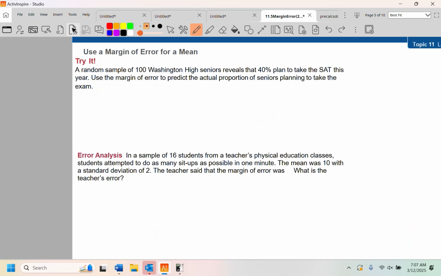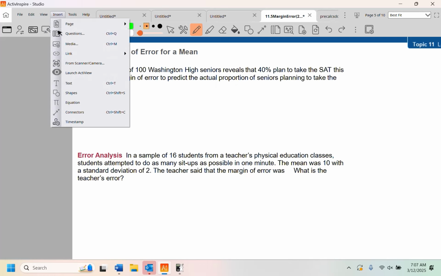All right, we got a couple more of these to do. A random sample of 100 Washington High seniors reveals that 40% plan to take the SAT this year. Use the margin of error to predict the actual proportion of seniors planning to take the exam.